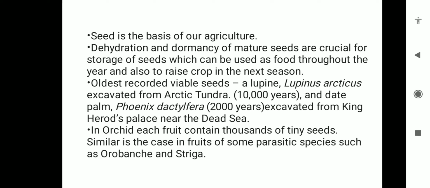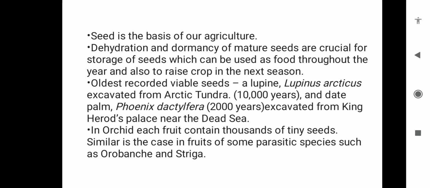Okay, dehydration and dormancy of the mature seeds, beta, they are very important. They play a very crucial role in the storage of the seeds. Suppose the seeds are not inactive for a period of time, that is, without dehydration and dormancy, then how could we store the seed for a longer period of time from one season to the other? For that storage, dehydration and dryness are very important. Their dormancy period is very important.